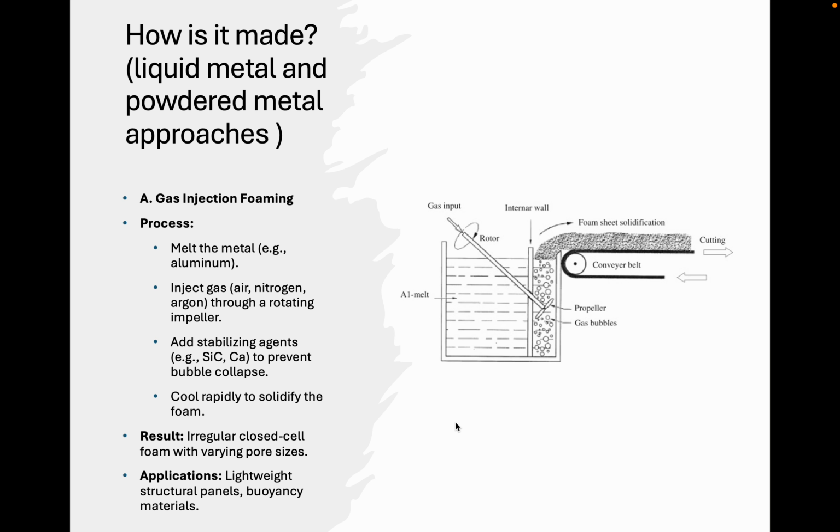Manufacturing processes. There are a few different ways to make metal foam, depending on the desired structure and properties. Here are some of the most common methods. Gas injection method. In this method, metal, usually aluminium, is melted and gas like air or nitrogen is injected while stirring the liquid. Stabilizing particles like silicon carbide are added to prevent the bubbles from collapsing. The metal is then cooled quickly, trapping the bubbles inside. This creates closed cell foam that's useful for lightweight panels or floating devices.